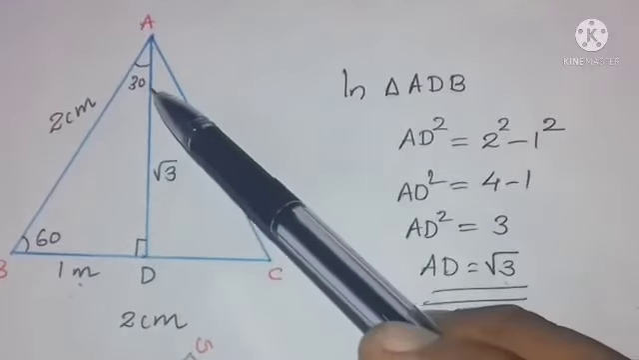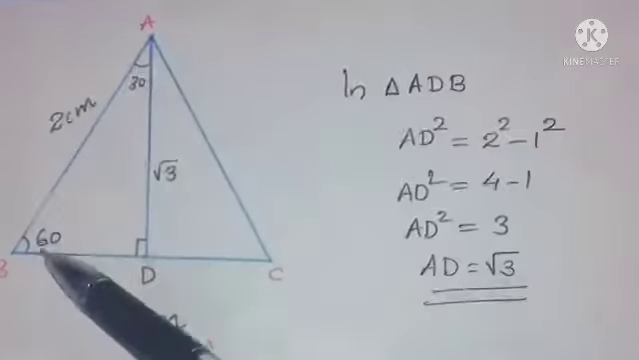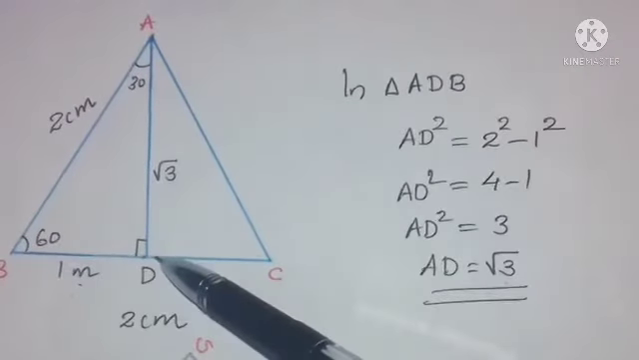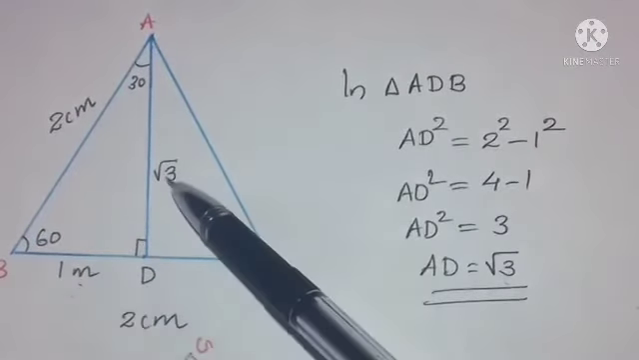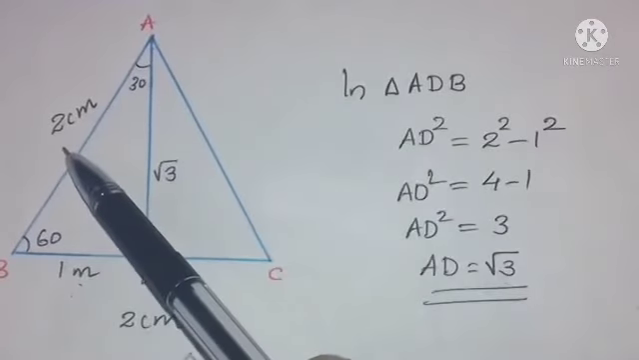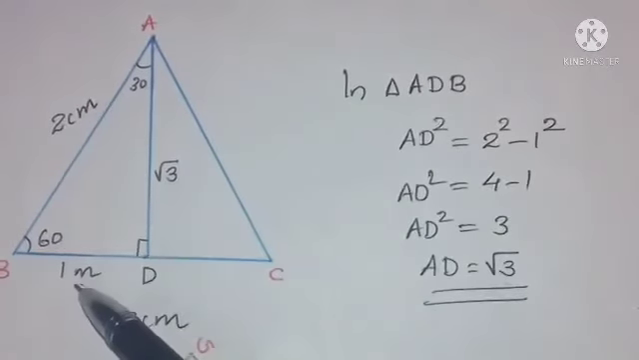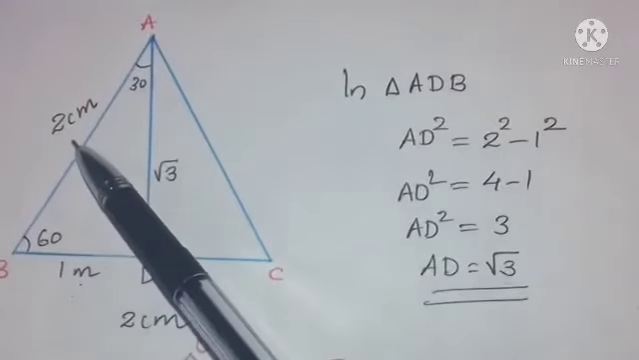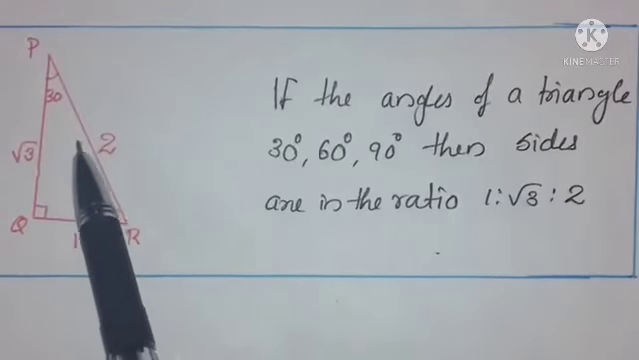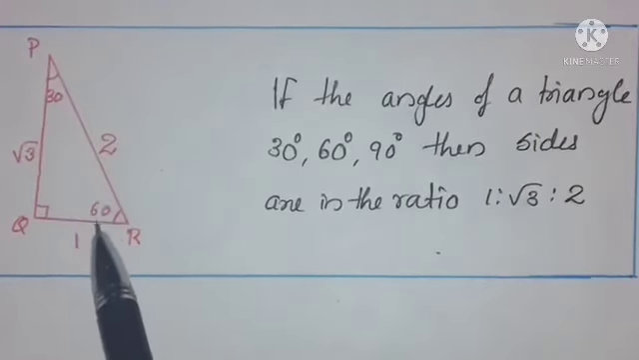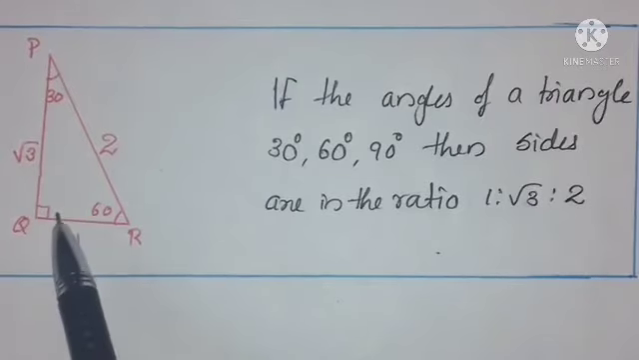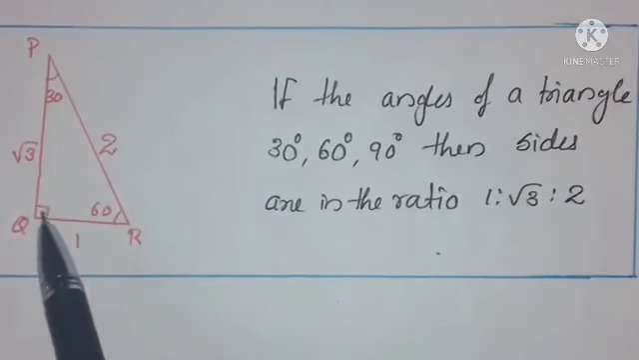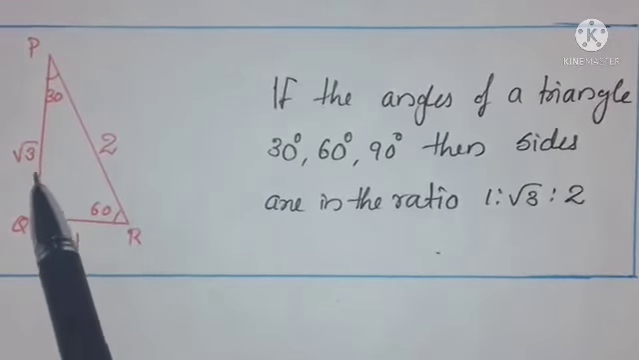That means consider the angles in the triangle ABD: 30, 60, 90. Then the sides are in the ratio 1 is to root 3 is to 2. 30 is opposite 1, 60 is opposite root 3, 90 is opposite 2. If the angles of a triangle are 30 is to 60 is to 90, then the sides are in the ratio 1 is to root 3 is to 2.